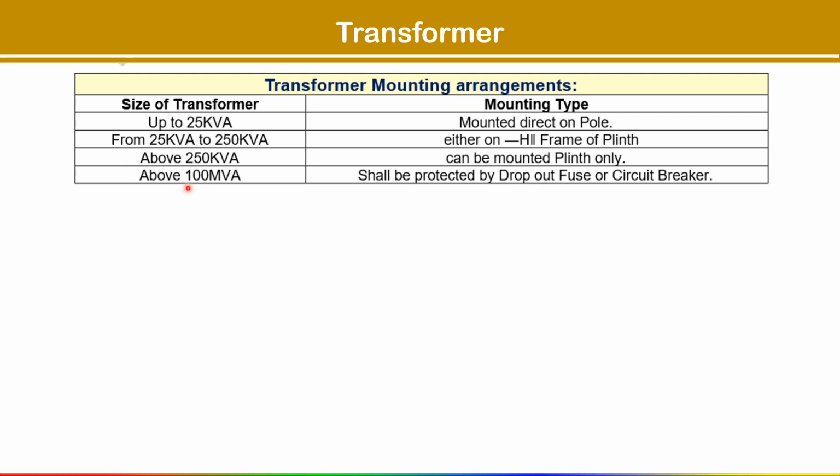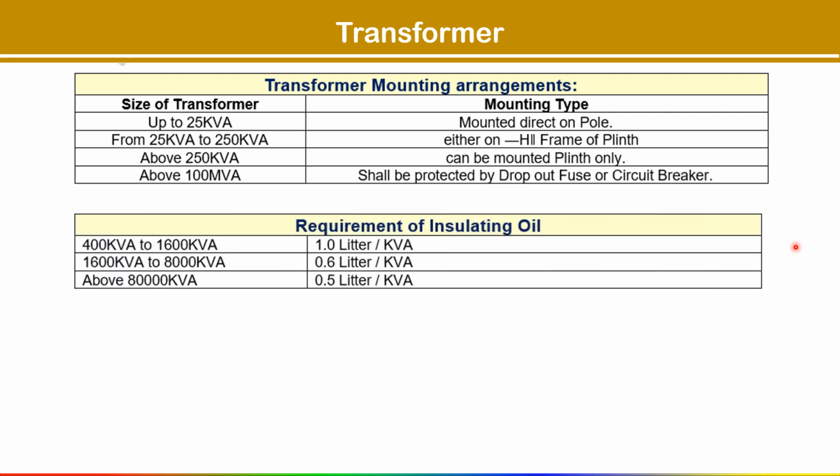Okay, in next part. So see, if your transformer capacity is up to 25 kVA, so what is the mounting type? Mounted directly on pole. You can mount a transformer directly on a pole. If it is between 25 to 250 kVA capacity, then either on a high frame or plinth. So above the plinth only we have to place the transformer. If it is above 250 kVA, it can be mounted on plinth only. And if it is above 100 MVA, it shall be protected by drop out fuse or circuit breaker. Okay, so these are the requirements given.